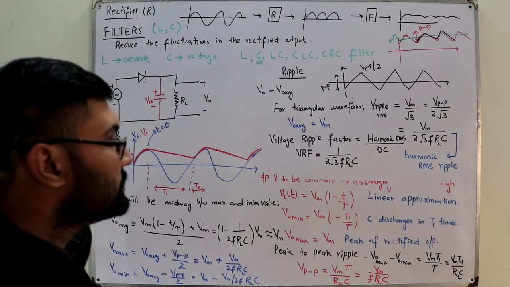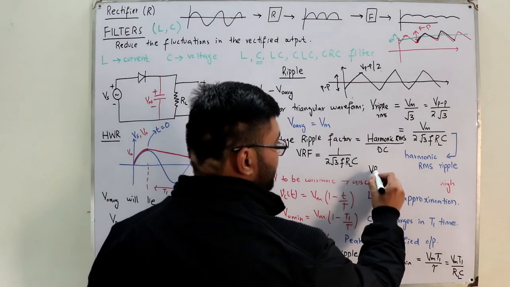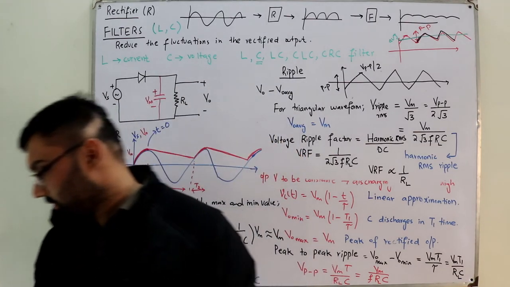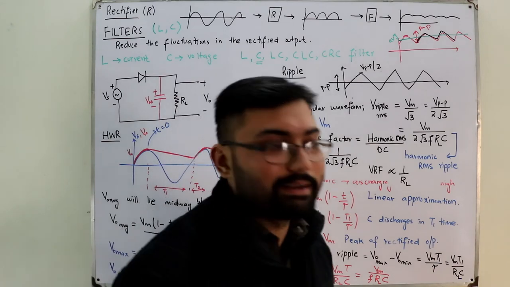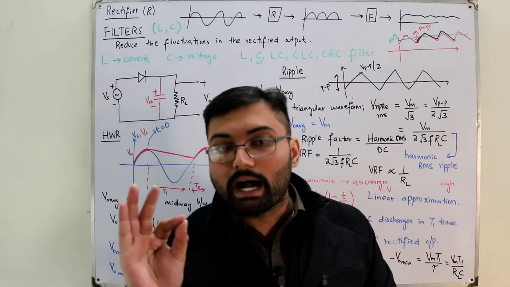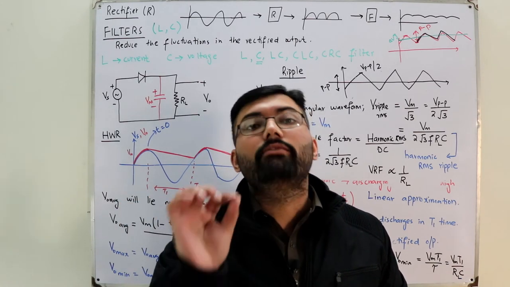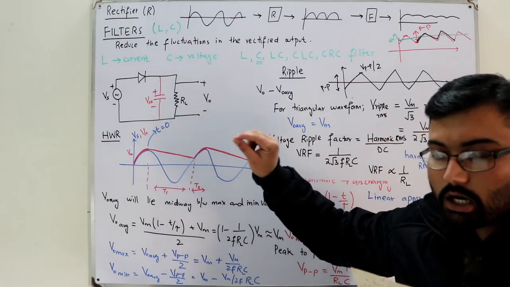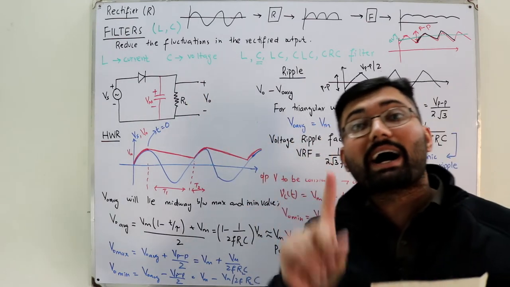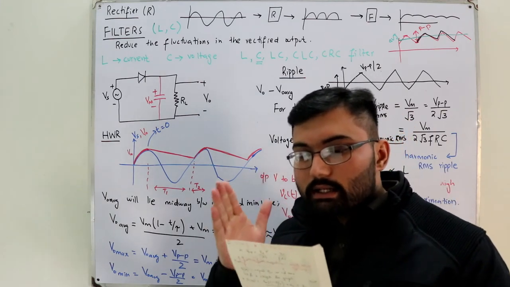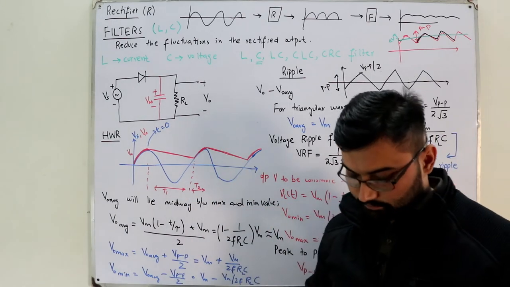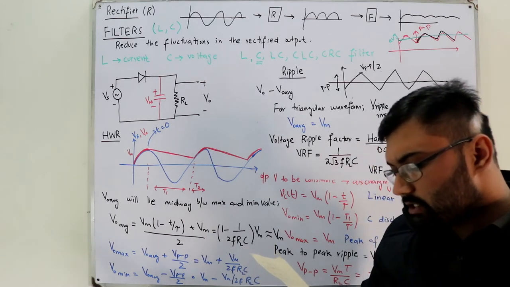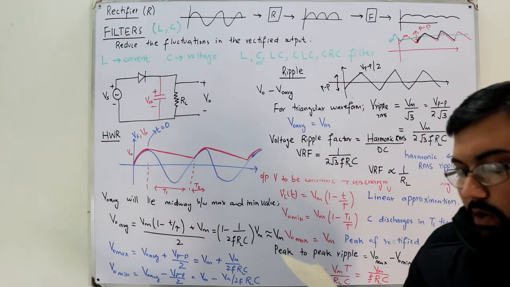If I take the value of C to be constant as well, my voltage ripple factor comes inversely proportional to the load resistance. What does this mean? It means that it is suitable for a high resistance. If the load resistance is high, you can make use of the capacitive filter, because for high resistance, the time constant is high. And if the time constant is high, the capacitor will not discharge quickly, and we can get almost constant output voltage. But if the time constant is not high, the fluctuation in the voltage would be very high.